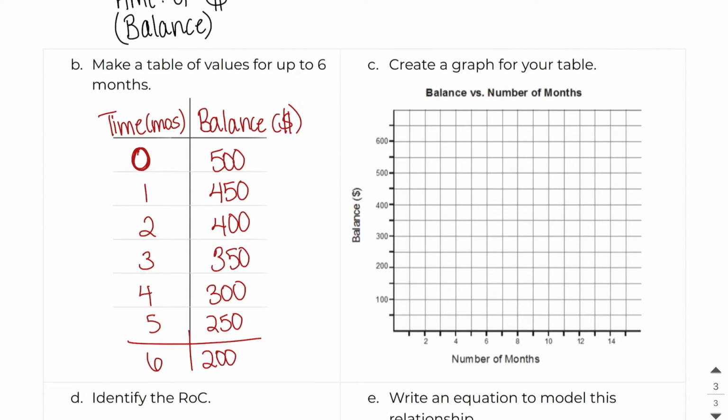So now we need to create a graph for our table. So we know that at 0 months that Holly had $500. Then after 1 month, she had $450. After 2 months, $400. After 3 months, $350. After 4 months, $300. 5 months, $250, and 6 months she was at $200. And this time when we draw our line, we're going to start it at 500 and we're going to go down like this right here. And we're actually not going to draw an arrow because eventually she's just going to get to a point where she just doesn't have any money anymore.